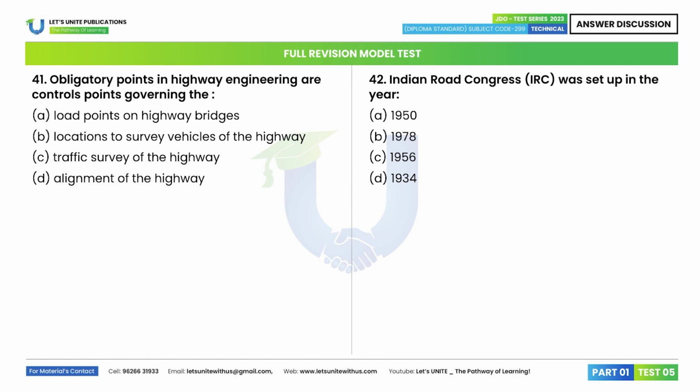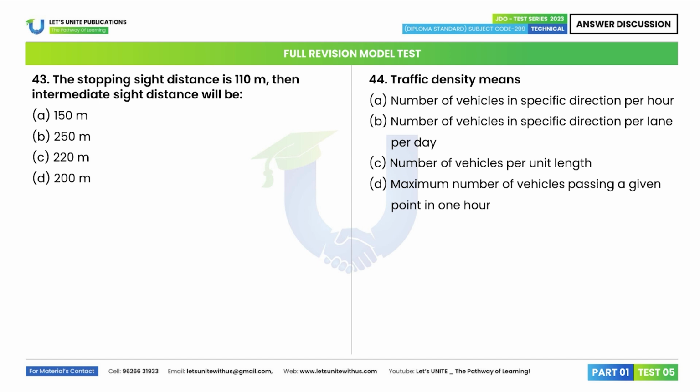41st question. Obligatory points in highway engineering are control points governing the alignment of the highway. Option D. 42nd question. Indian Road Congress IRC set up in the year. IRC set up pannadhu paatheenganna 1934. Option D than correct answer. Next 43rd question. Stopping sight distance is 110 meter. Intermediate sight distance will be 220 meter.